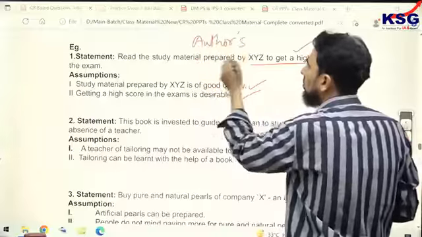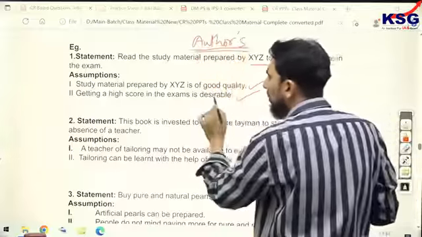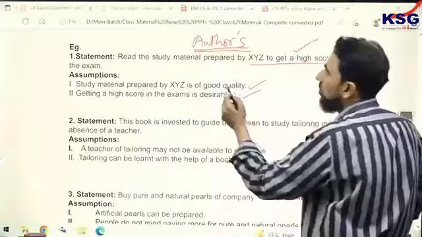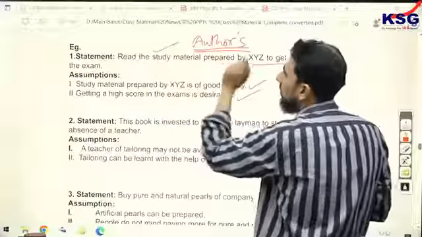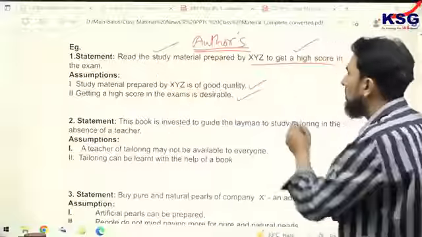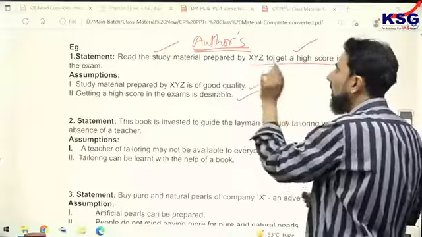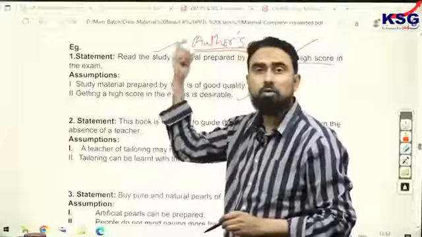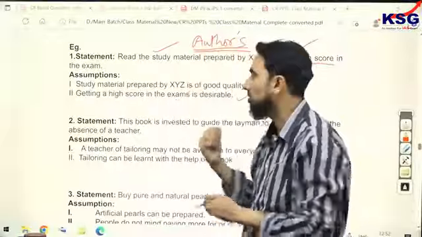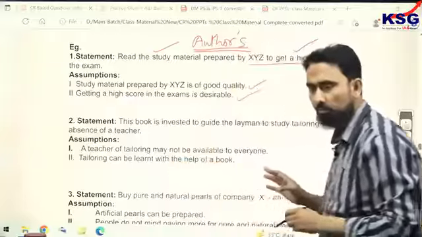perspective must be understood. Getting high score in the exam is desirable, of course, because this is the basis, high score to sell the material. On this basis, it means if it were not desirable, the author would not have mentioned getting high score, read this material just to get high scores in the exams. So both are valid assumptions.